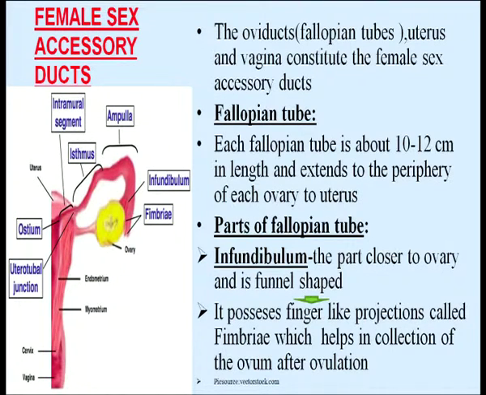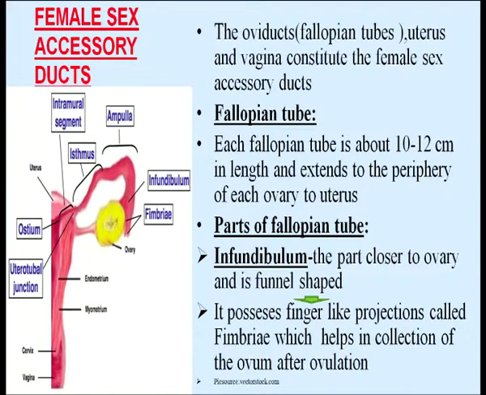Now we will talk about the female sex accessory duct. The oviduct, uterus and vagina constitute the female sex accessory duct. First of all, we will talk about the fallopian tube. Fallopian tube is also called oviduct as it takes the ovum. Each fallopian tube is about 10 to 12 centimeter in length and extends from the periphery of each ovary to the uterus.